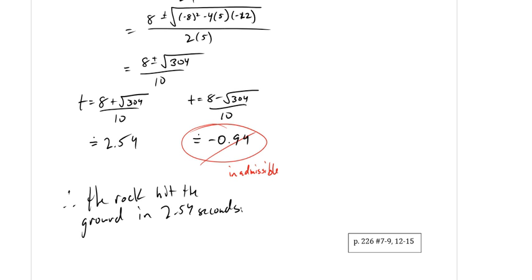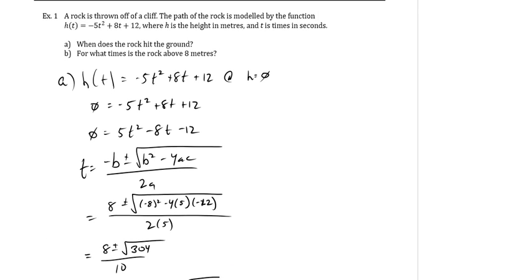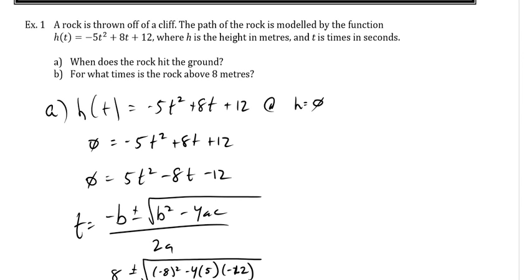Pretty good. Pretty straightforward. A little review from grade 10. So this next one is kind of a grade 11 question, but barely. For what time is the rock above 8 meters? Right, so that's like h, the height is 8.